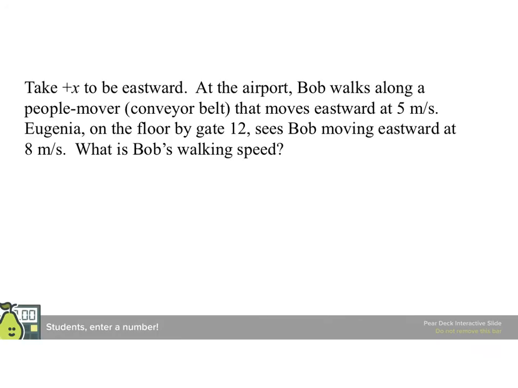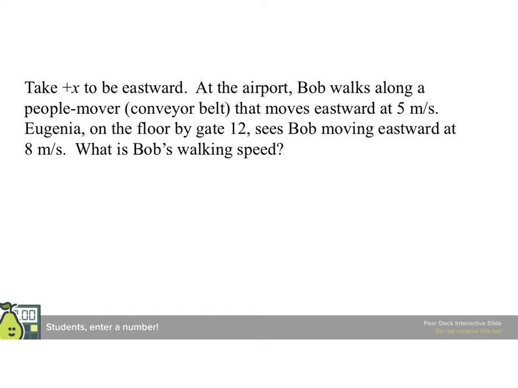New problem. Take plus x to be eastward. At the airport, Bob walks along a people mover, which is a conveyor belt that carries people, that itself moves eastward at 5 meters per second. Eugenia, on the floor by gate 12, sees Bob moving eastward at 8 meters per second. What is Bob's walking speed? In other words, how fast does he walk against the conveyor belt, or against the ground when it's not moving?